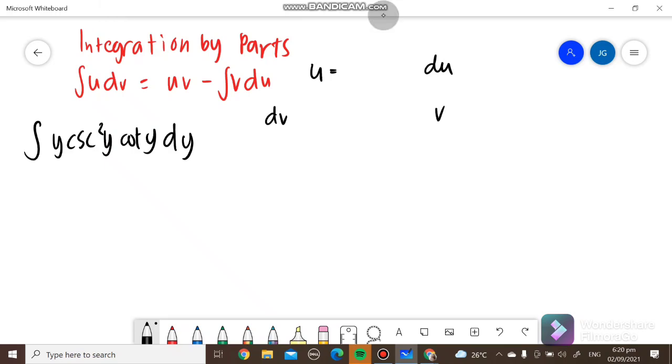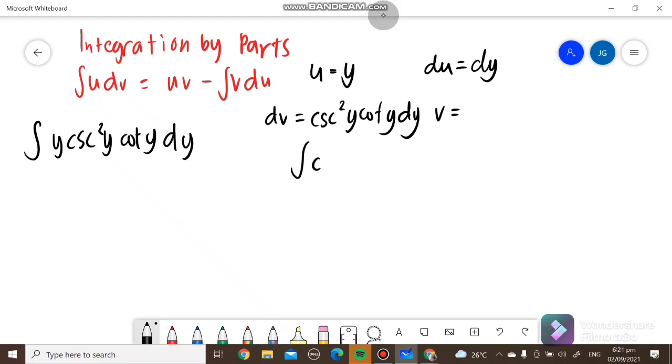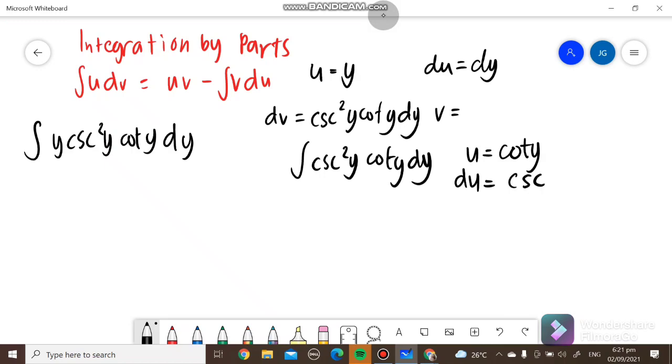Okay, so for this example, I'll set the value of u as y and the derivative of that is simply dy. And then we set the value of cosecant squared y cotangent y dy as our dv value. And for our v value, we have to integrate that. So we have the integral of cosecant squared y cotangent y dy. So we set the value of u as cotangent y, and then the derivative of that is simply negative cosecant squared y dy.